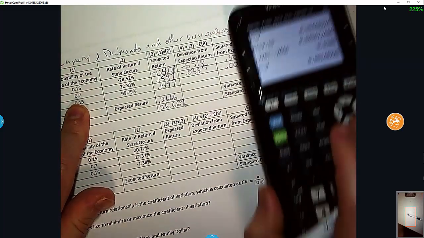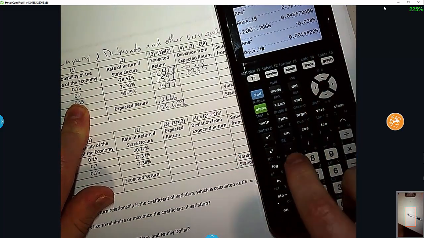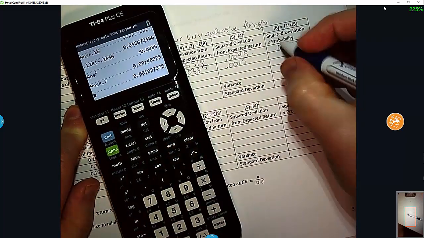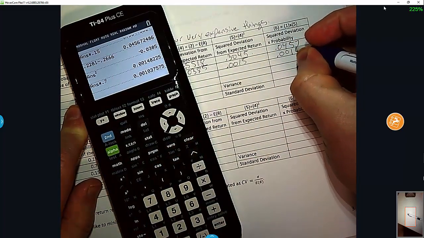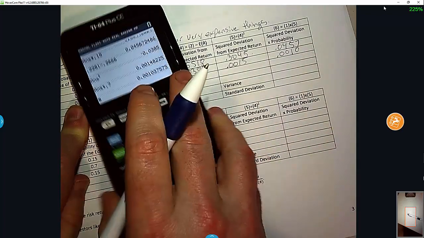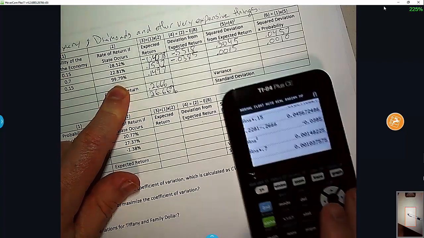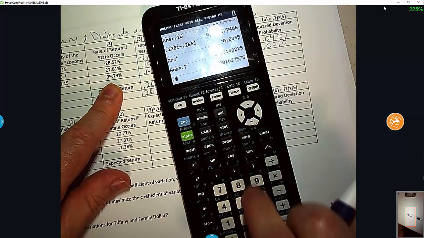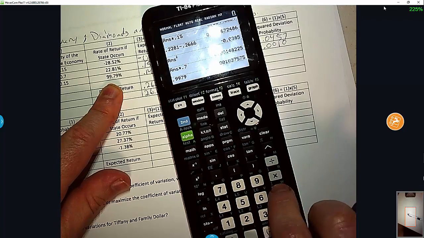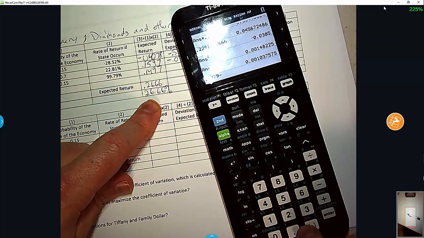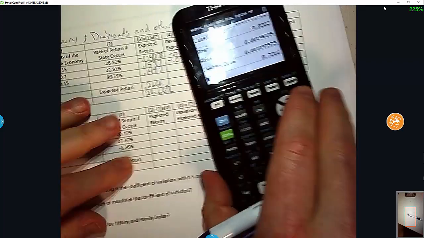And then I'm going to multiply that by the probability of 0.7. And I get 0.0010. For the last one, I'm going to take my really large return here of 99.79, so 0.9979, minus my expected return of 0.2666, which gives me a value of 0.7313.